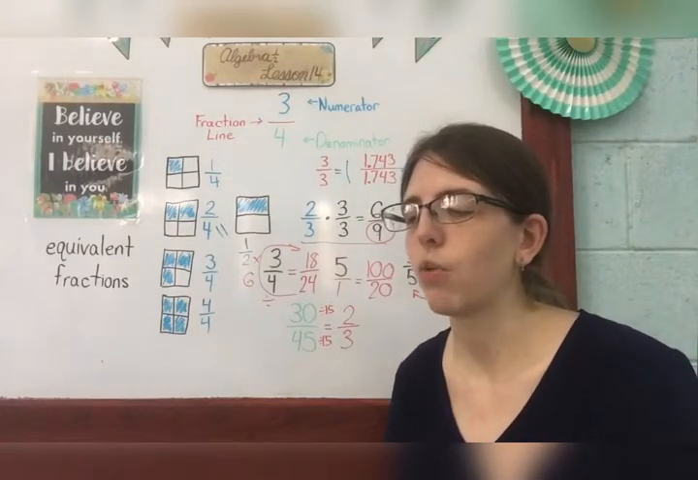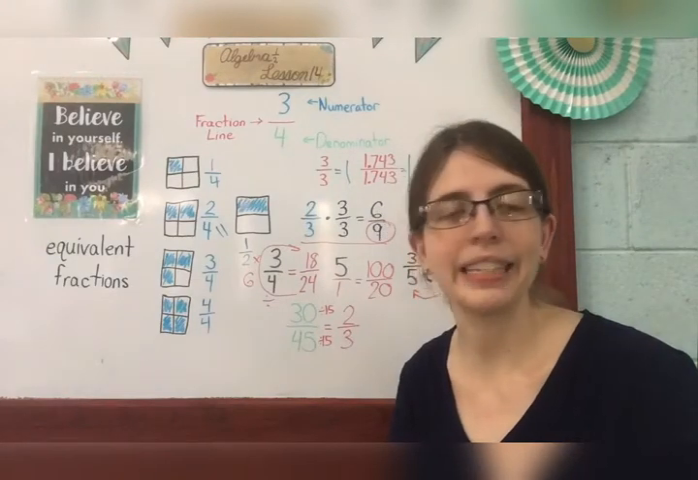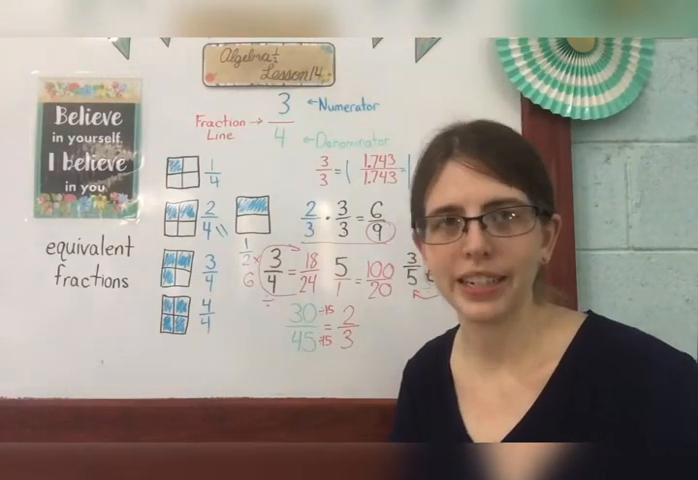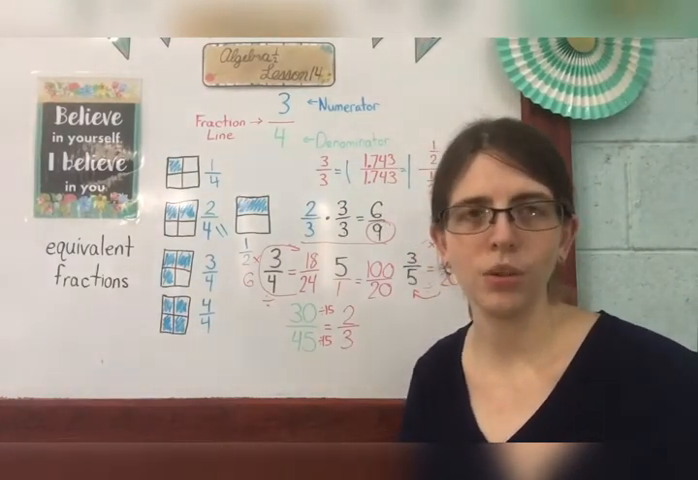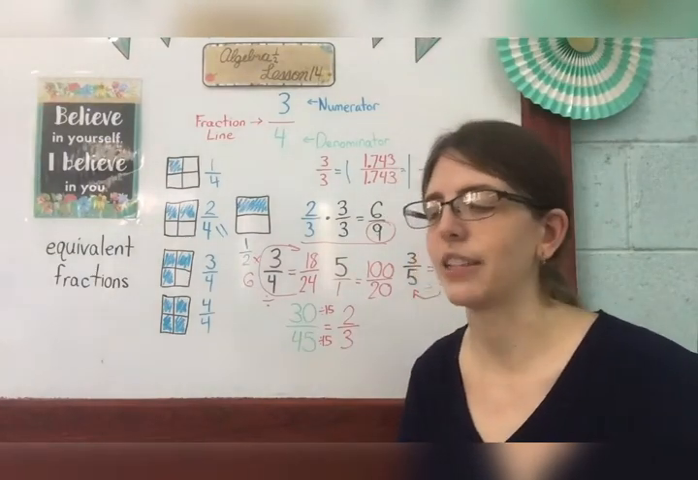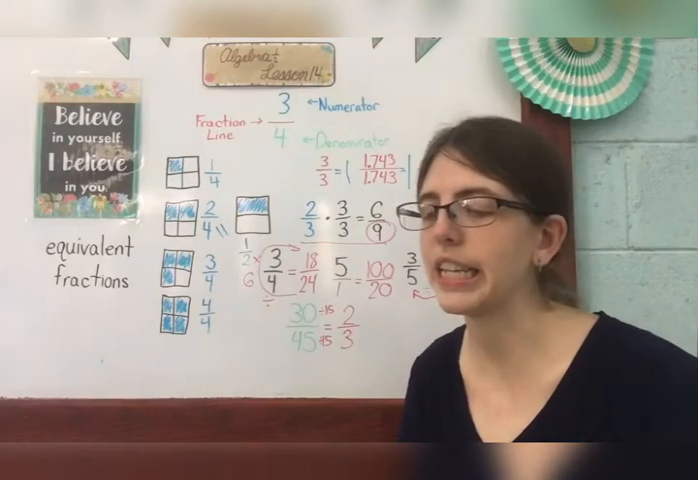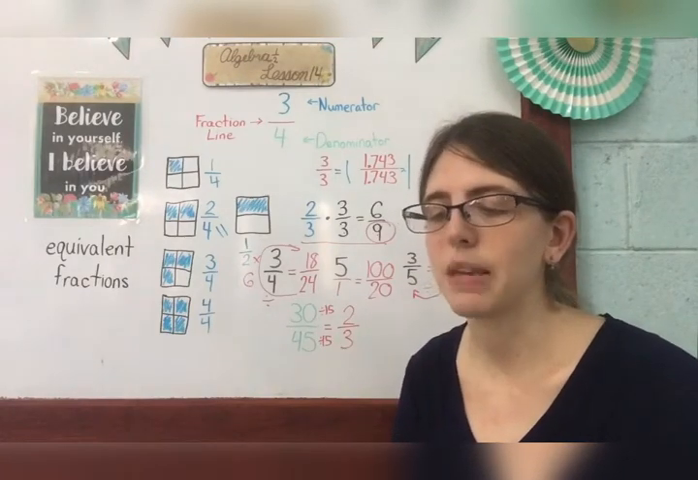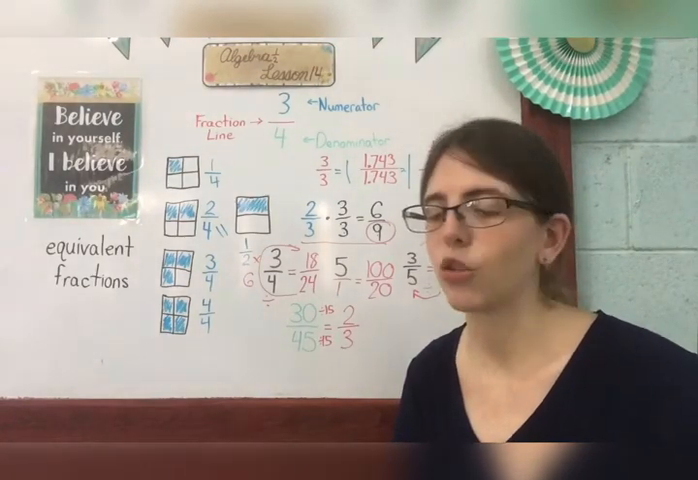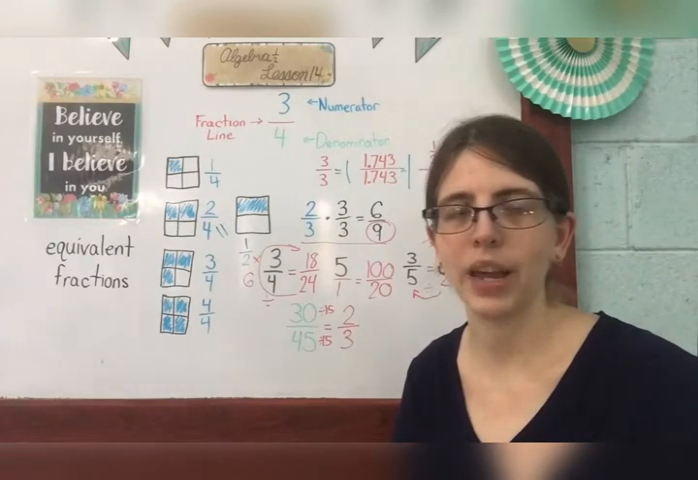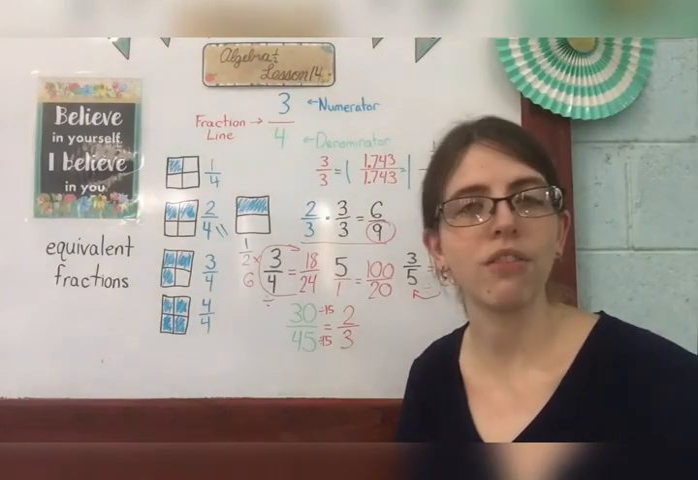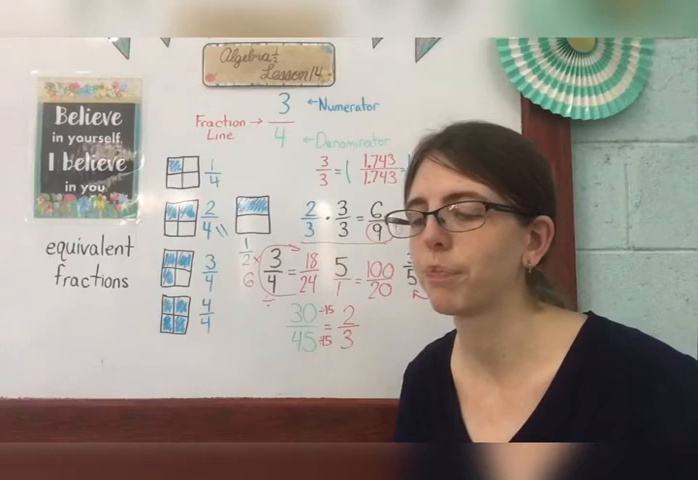Letter C, 4/9 becomes 8/18. 18 divided by 9 is 2. 2 times 4 is 8. Letter D, you were supposed to reduce for D, E, and F. D should be 3/4 because their greatest common factor is 6. So 18 divided by 6 is 3. 24 divided by 6 is 4.